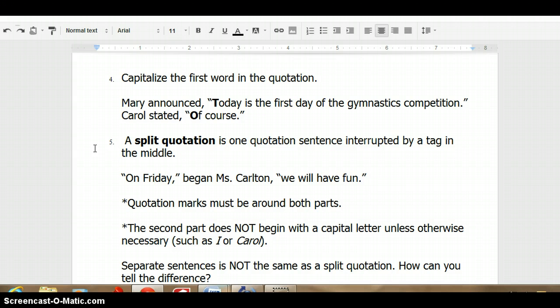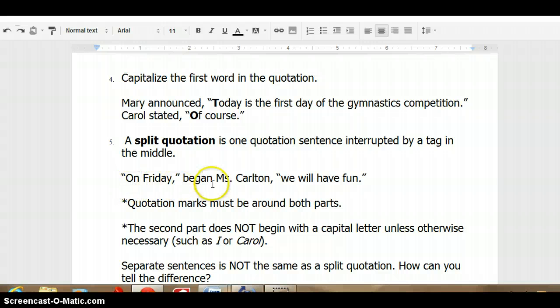A split quotation is one quotation sentence that is interrupted by a tag in the middle. The key here to this rule is that you remember it is one quotation sentence. That's what can throw people off. All right, let's look at our example sentences.